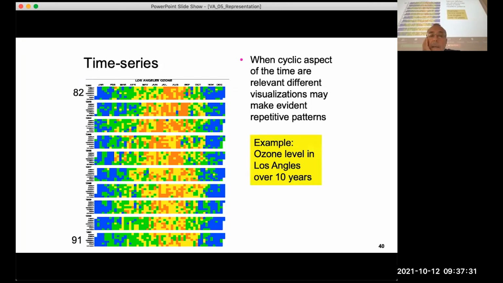And there is a strong point that time is cyclic in some sense. You have the year moving from January to December. What do we have here? Here we have information about the ozone level in Los Angeles from 82 to 91. Here we have the time from January to December. You cannot read it, the resolution on this image is very bad. And you have 82, 83, 84, and you have all the images aligned with each other.